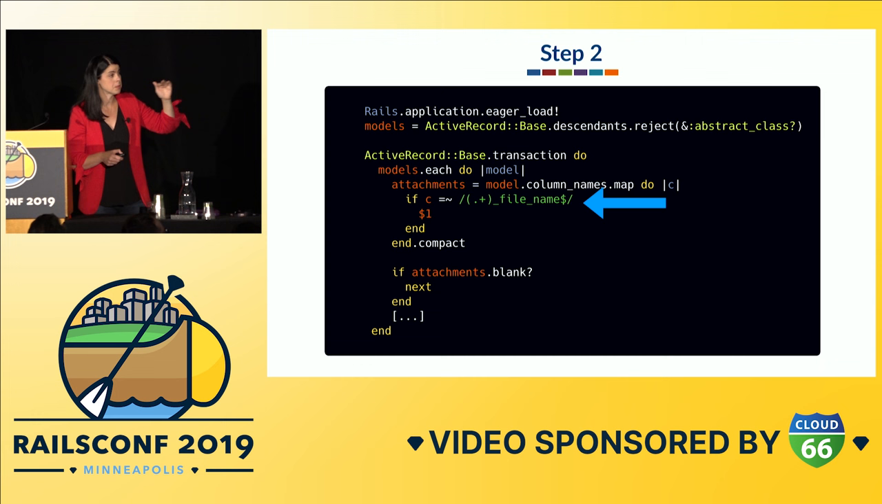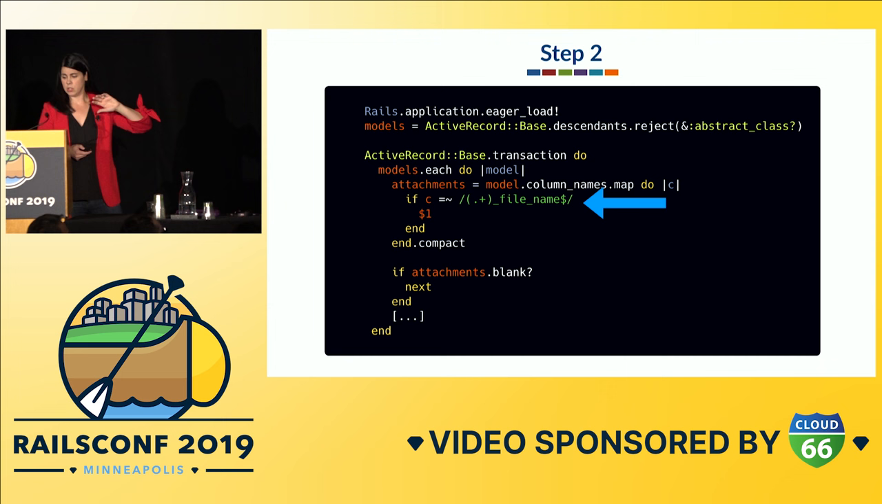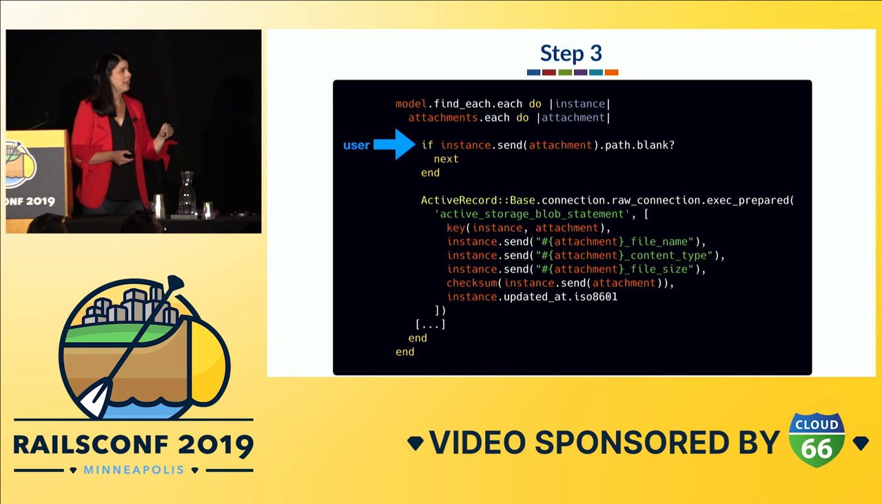So as you are going through, depending on what gem you are migrating from, you have to be aware of this. And all this is doing is pulling out the string avatar. So once we get the attachment names, the next step is to loop through the models and their associated attachments.